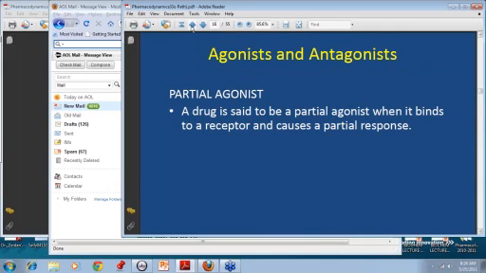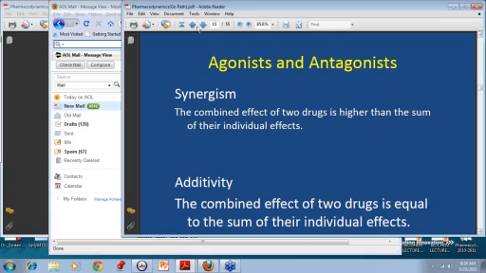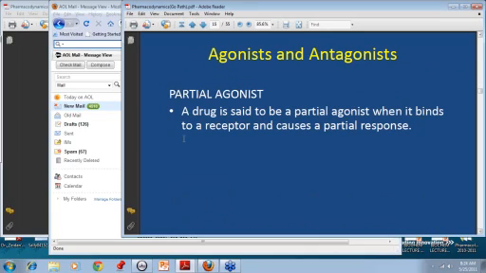Okay, so we did that. Let's move on to the partial agonist. A drug is said to be a partial agonist when it binds to a receptor and causes a partial response. So it doesn't have to be a full agonist, and it doesn't have to be a full antagonist. It can be a partial agonist or a partial antagonist. How can we see that graphically? That's what we'd like to address.